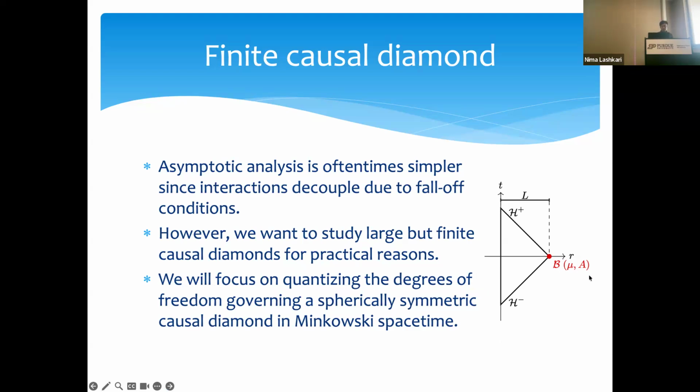And here I have labeled the degrees of freedom that turn out to fully capture these spherically symmetric fluctuations. So A is the area of the causal diamond, and mu you can roughly think of as being the time derivative of the area. If you have a quantum mechanics example in mind, where position and momentum are the degrees of freedom, position you can think of as A, and momentum, which is like the time derivative of the position. That's roughly speaking.